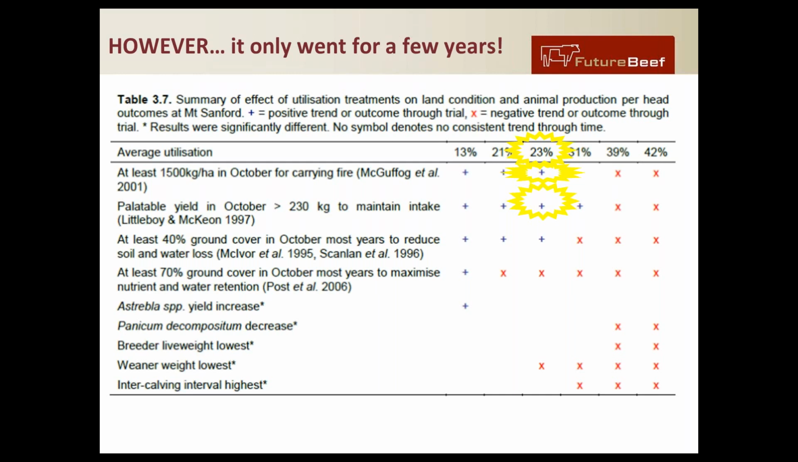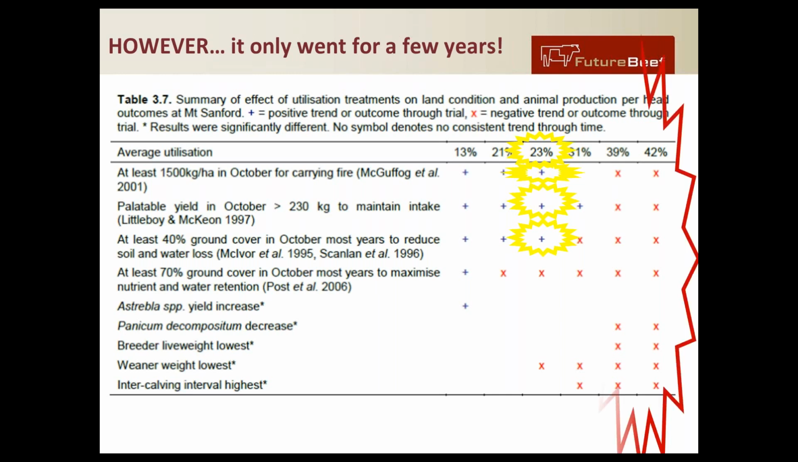And last, but most importantly, was that the utilisation rate of 23% allowed at least 40% ground cover in October most years to reduce soil and water loss. People, if we don't have organic matter covering our soil and in our soil, there is no way that the rain actually infiltrates the soil profile. If that is not there, there is nothing to slow it down, to stop the beautiful rain taking all our topsoil away. These three components are essentially critical to maintain land condition.